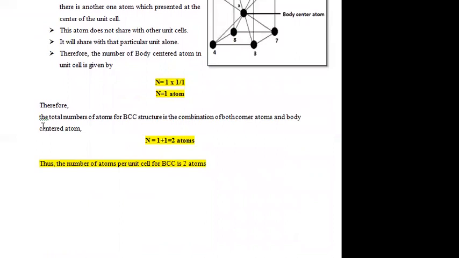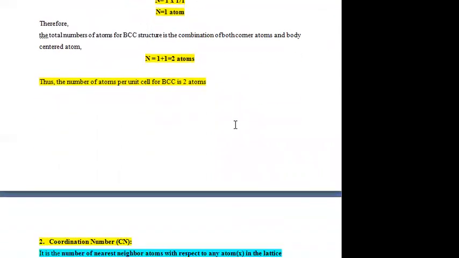The total number of atoms per unit cell for the BCC structure is the combination of the corner atom and the body atom. So we can write n is equal to 1 plus 1 is equal to 2 atoms.